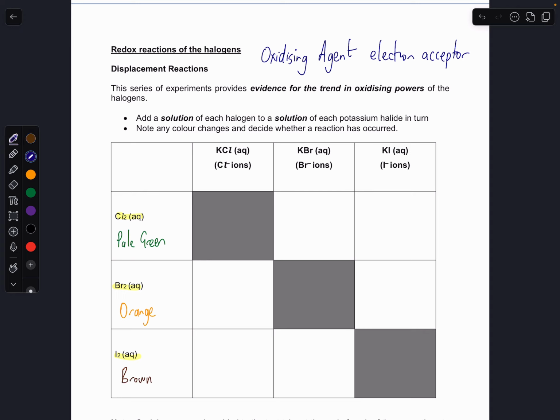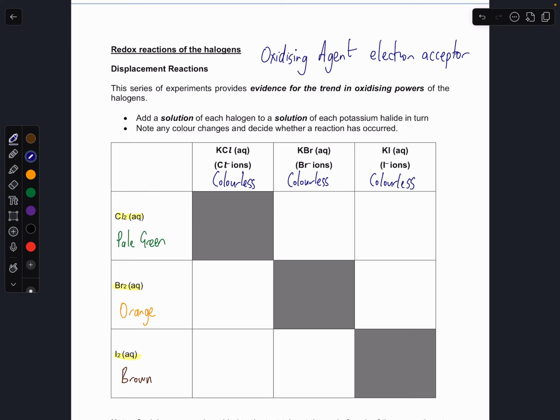And up at the top, we've got solutions containing the halide ions, so the chloride ion, so potassium chloride solution would be colourless, as would potassium bromide, or a solution containing bromide ions, and a solution containing iodide ions, in this case potassium iodide, would also be colourless.